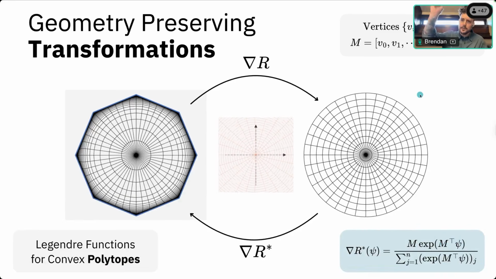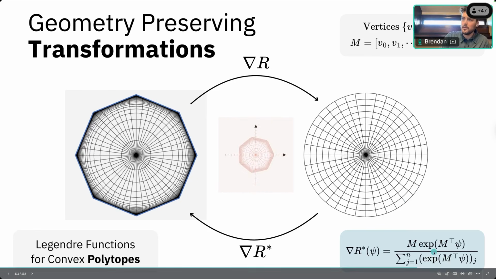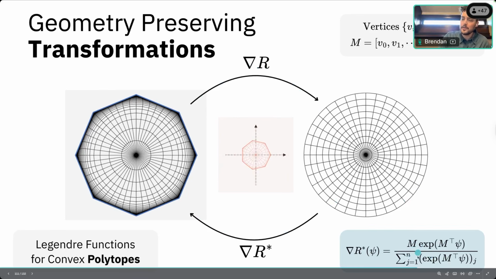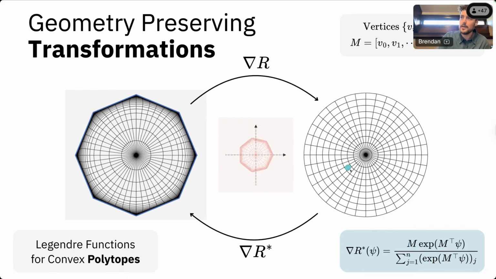Basically, you take all the vertices of your convex polytope, you put them into a matrix, and you substitute that matrix into this formula. One direction is very hard, but unfortunately, it's not the direction you ever have to use. We always look at the gradient of R star, which is this beautiful, smooth, infinitely differentiable formula here. And this allows you to navigate any convex polytope.